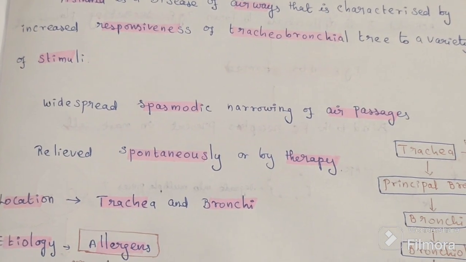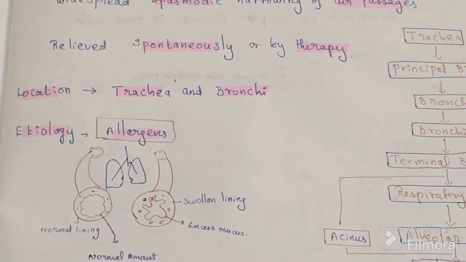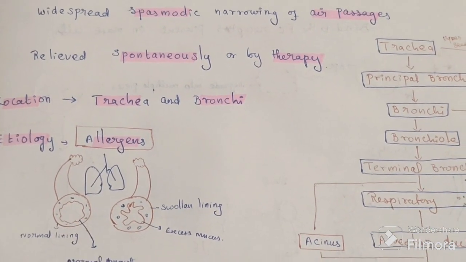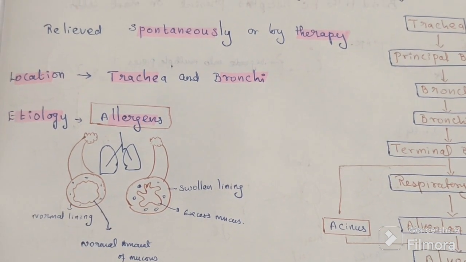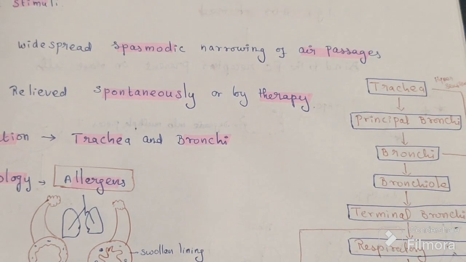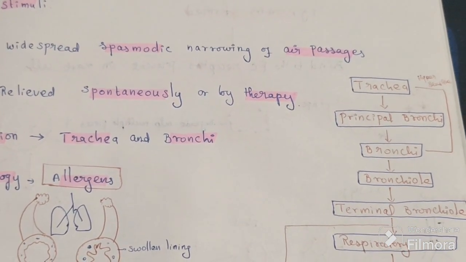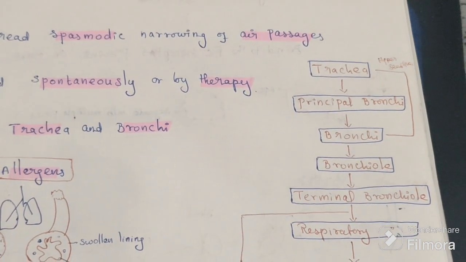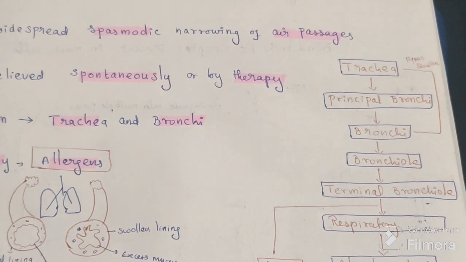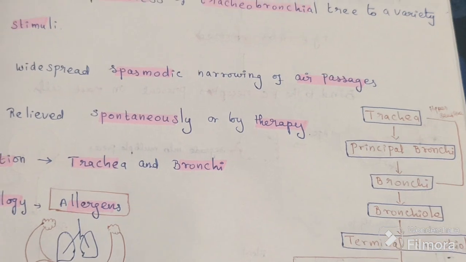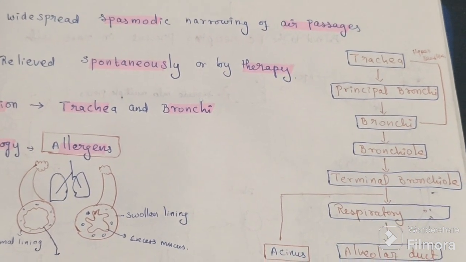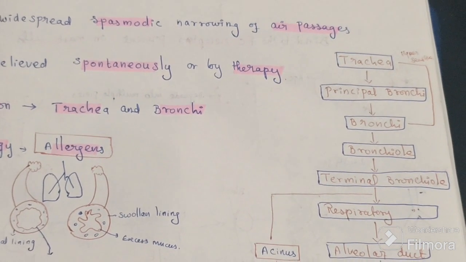But if the person has asthma, they are very hypersensitive to the particular stimulus. Different people have different stimuli. For some, the stimulus is dust, for some pollen grains, for some chemicals. Whenever that stimulus goes in, the trachea and bronchi undergo spasm. It is a protective mechanism. The body doesn't want dust to go inside. Just imagine dust particles in the lumen of the trachea.